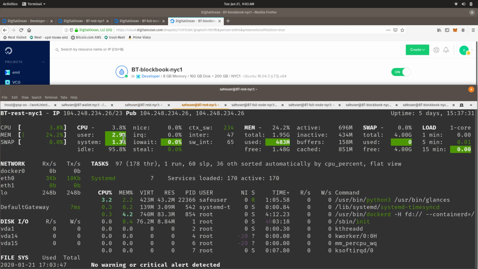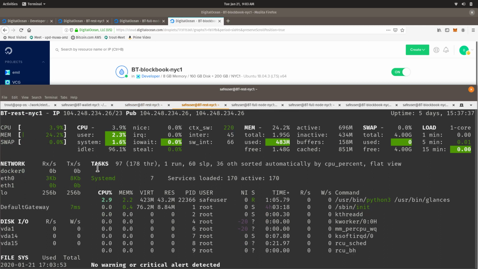This is Glances. It keeps an eye on the state of the computer. Right now it's basically idling. CPU usage is at less than 4%. Memory is at about 25%. This is for the REST API, and then I've got these other series.